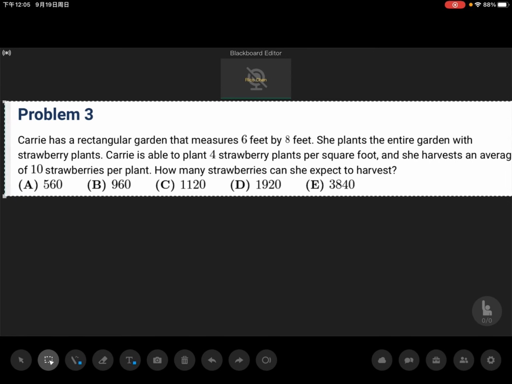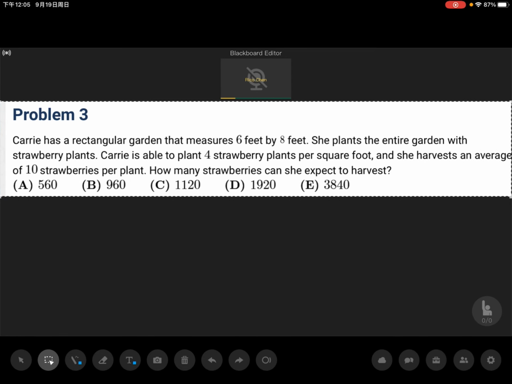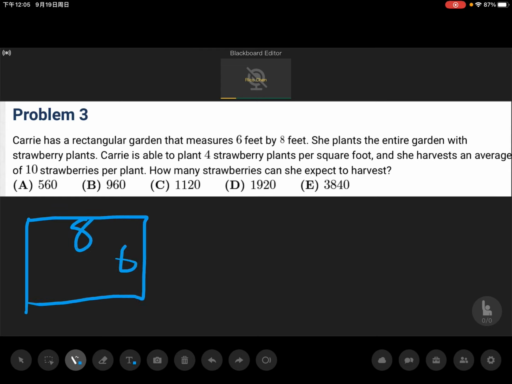Alright, so Carrie has her garden, 6 feet by 8, and she is able to plant 4 strawberry plants per square foot, and then she will get 10 strawberries per plant. So first of all, let's find the total area of her garden, which is 6 times 8, which equals 48 total.